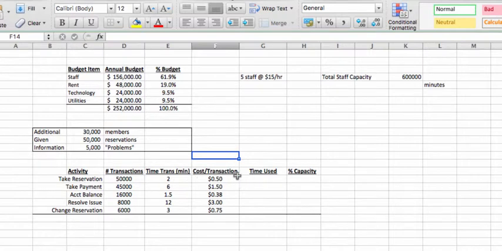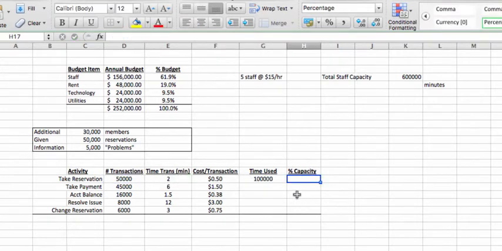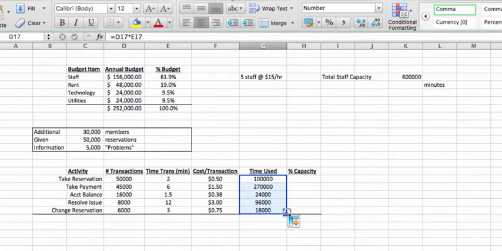We also have a good idea, given the number of transactions and the time it takes, of how much we spend doing that in a given year. So if we have 50,000 transactions and each of them takes 2 minutes, we know that that's how much time it's going to take us if we were to do them all back to back in a whole year. We also want to go ahead and add these up, and we're going to clean it up.